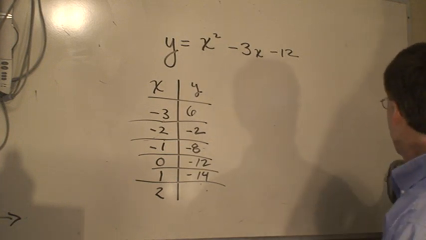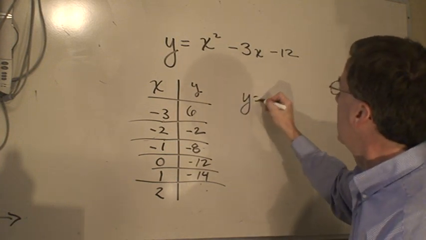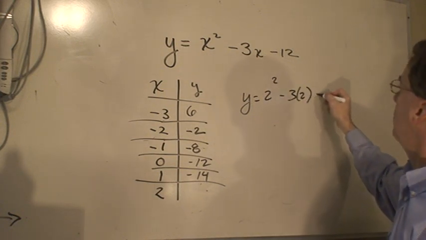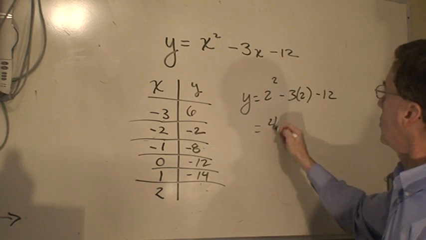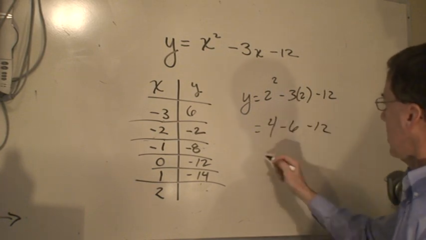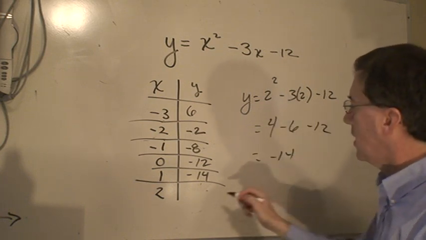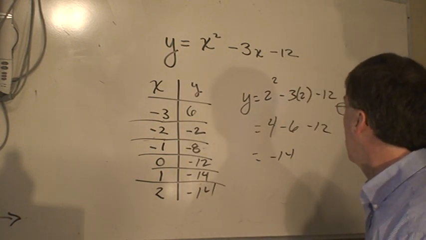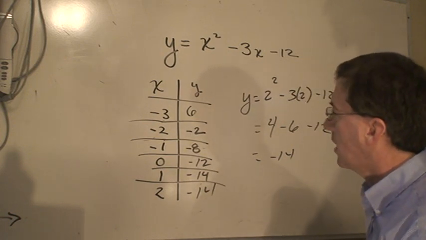Let's see what this one is. I get y equals 2 squared minus 3 times 2 minus 12 equals 4 minus 6 minus 12, which would give me a negative 14 again. That's what it looks like. 4 minus 6 is negative 2. Yep, that's exactly what it is.